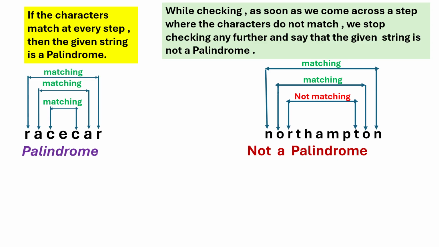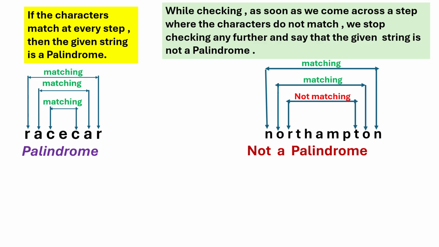Let us take the example of the word race car. There is matching in the first step, matching in the second step, matching in the third step. Then we come to the middle of the string where there is a single character only. So no further checking is required. We say that the word race car is a palindrome.